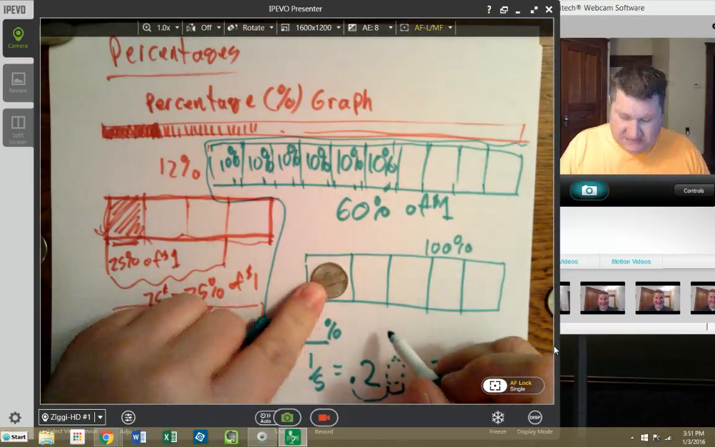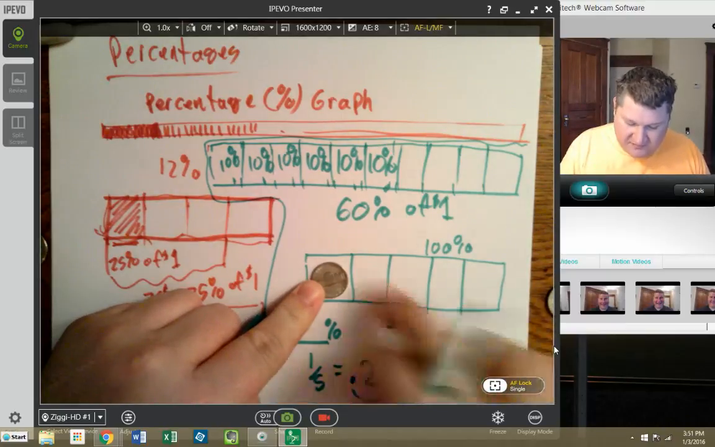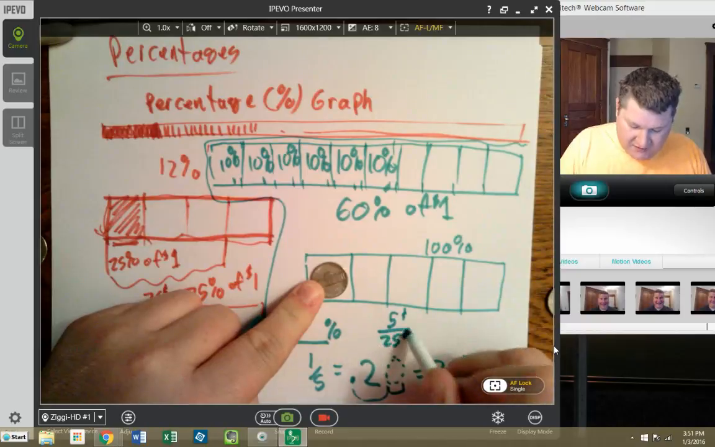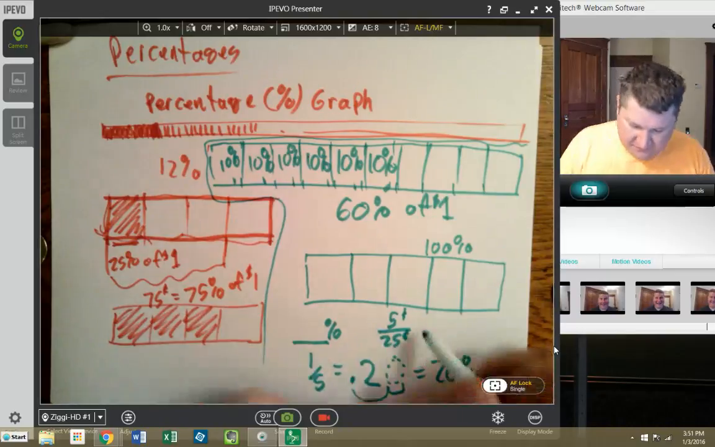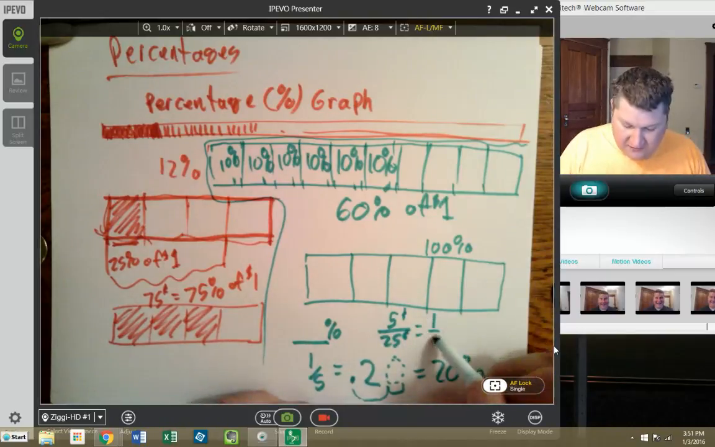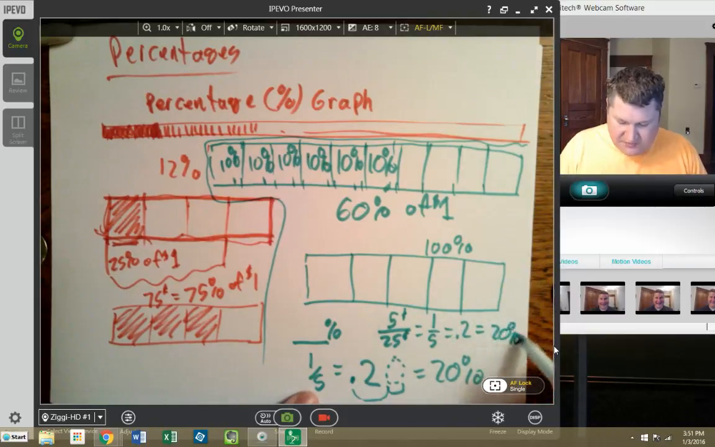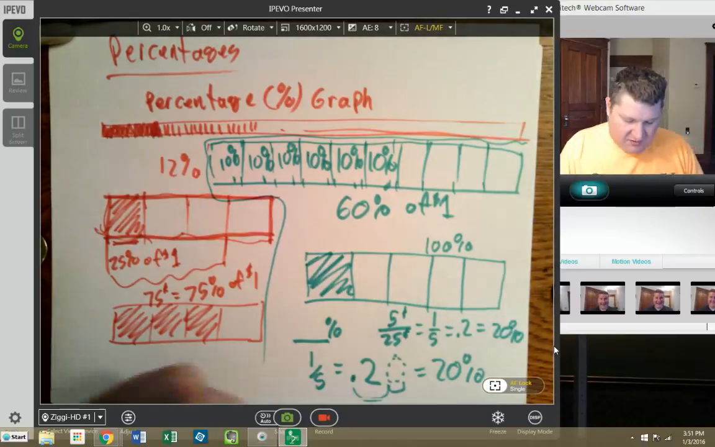How many cents is that worth? 5 cents. Out of how many cents were there possible? There were 5 nickels, so there were 25 cents. So if I had 5 cents out of 25 cents, I could reduce that, and that turns into 1/5, which is 0.2, which is 20%. So in this case, one of these blocks would be 20%.